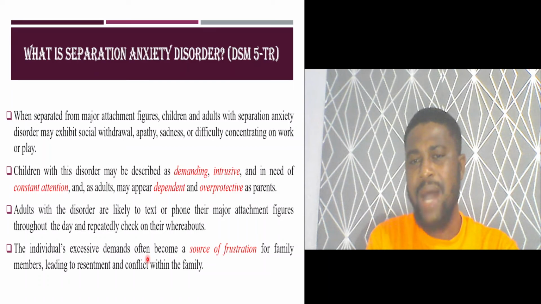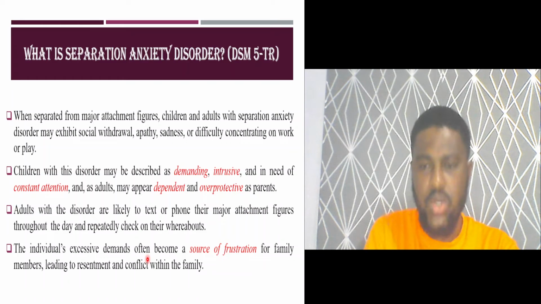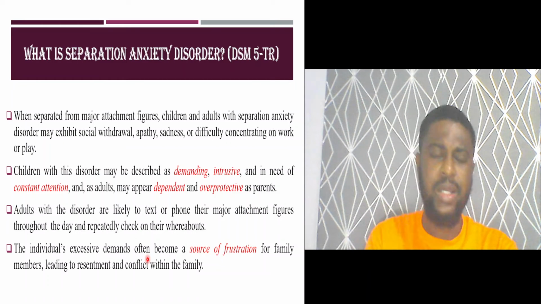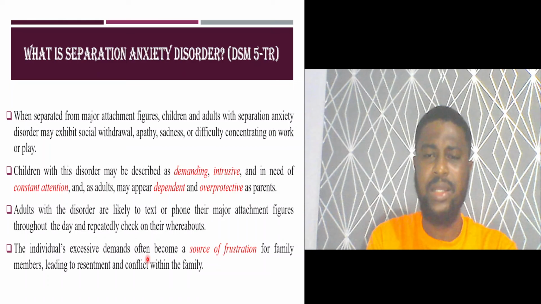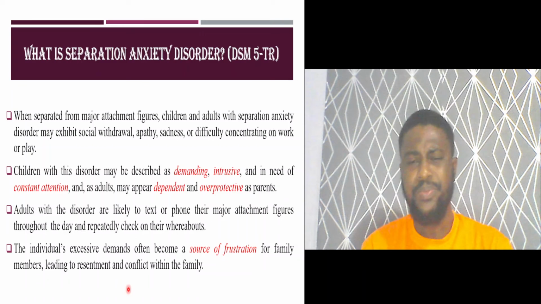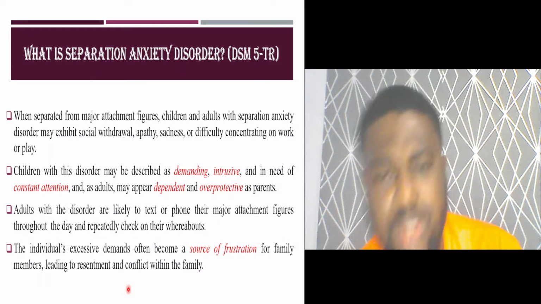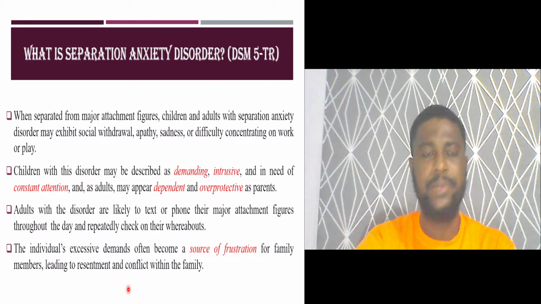So the demands for attention and the demands for repeatedly checking to see that the other person is fine, is okay, becomes a source of frustration for the family members, for the spouse, for the friend, for whoever the individual is attached to. And it may lead to resentment and some conflicts, particularly in a relationship. So, as I mentioned, these may be things that you also see in someone who has a dependent personality disorder, or someone who has generalized anxiety disorder, and some of the other disorders that may have similar symptoms as this.